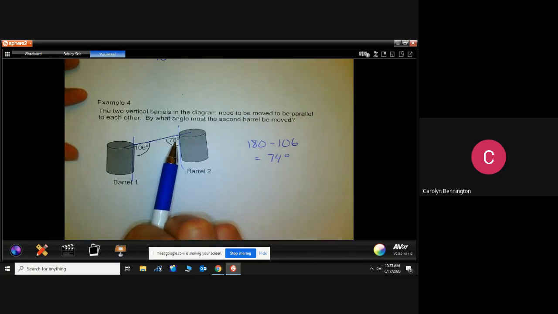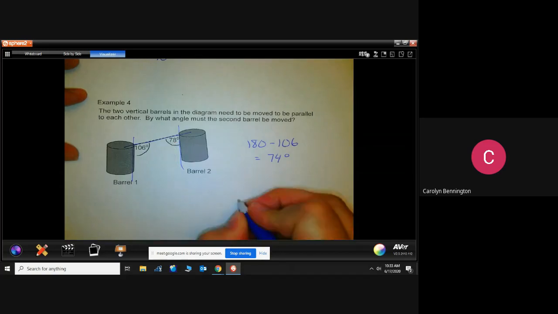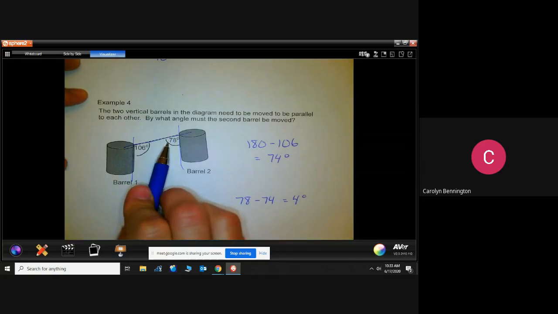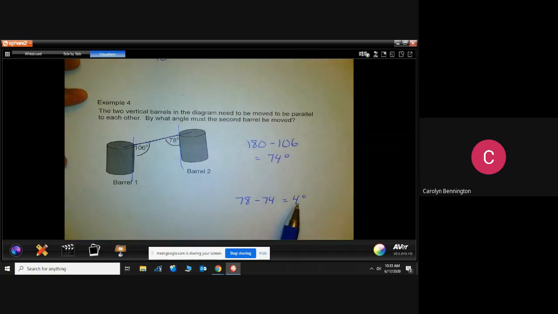So to figure out how much we need to move this one by, we just need to subtract them. So 78 minus 74. So this angle, the barrel number 2, needs to be moved by a 4-degree angle in order for these 2 barrels to be parallel. So we want to move barrel 2 4 degrees.